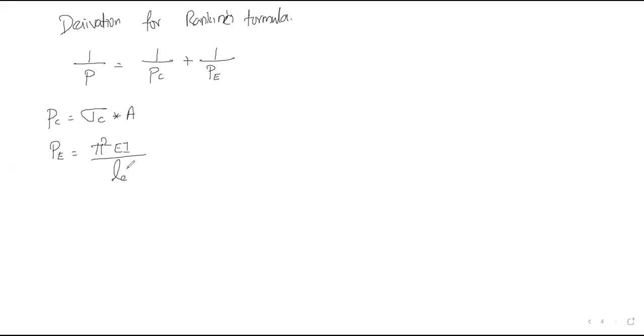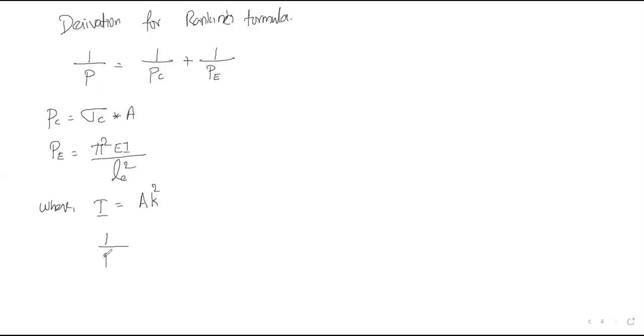Okay. First, we all know that 1/P is equal to 1/PC plus 1/PE. PC, we all know, is sigma C into A. PE is pi squared EI by LE squared. Whereas I, that is the moment of inertia, we have seen is area into least radius of gyration squared. So by using this, we are going to calculate.